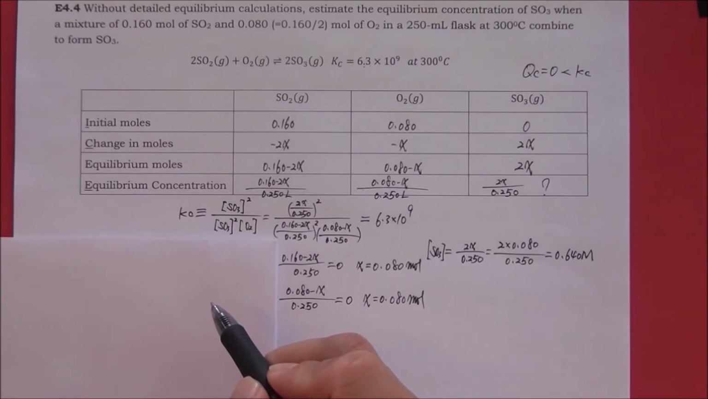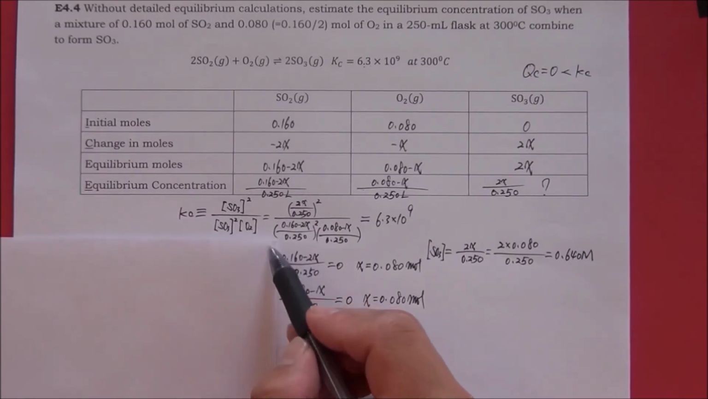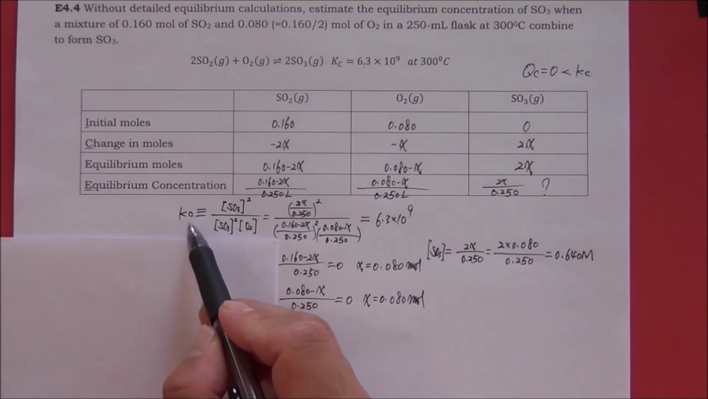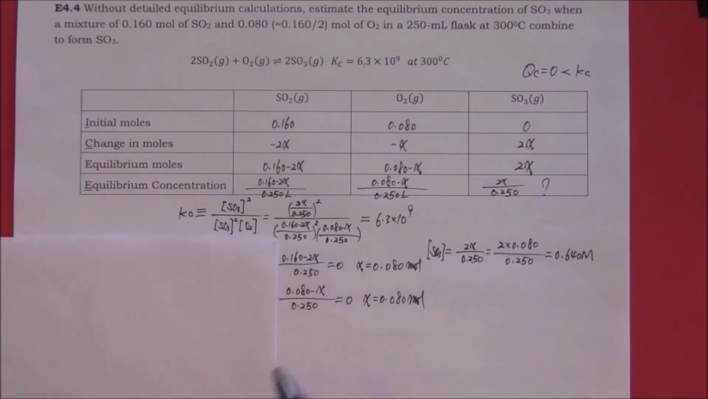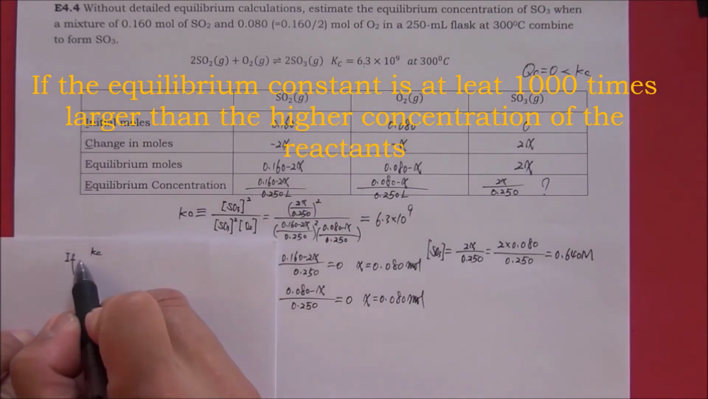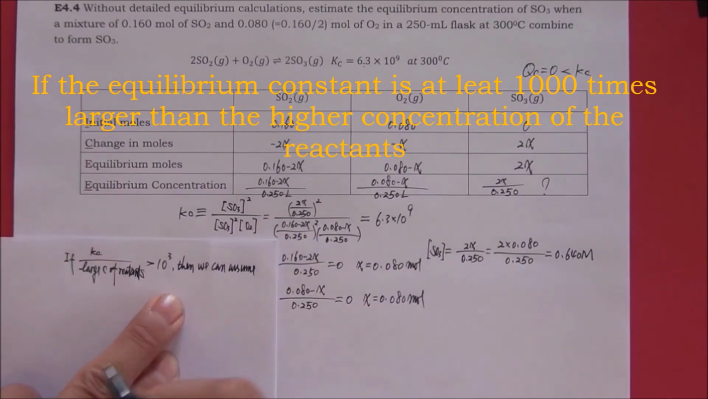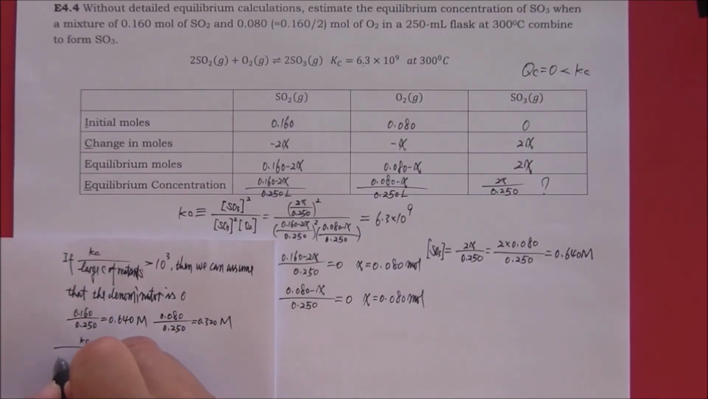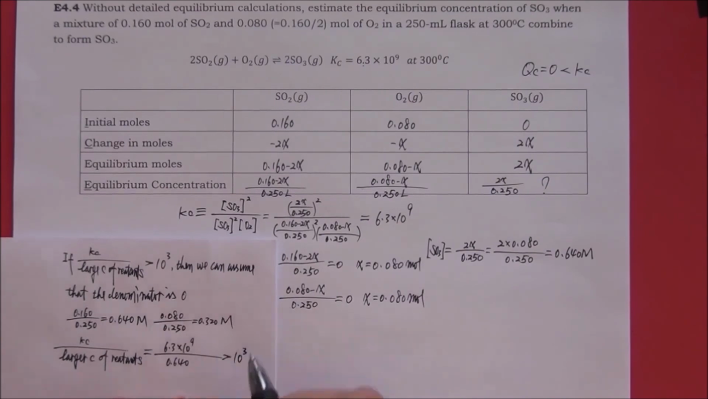At this point, you may wonder, Dr. H, when can we use the assumption that the denominator is close to 0? The criteria is the ratio between the equilibrium constant and the larger concentration of the reactants. If the ratio is larger than 10 to the third, we can use this assumption. Let's see if we meet the requirement. We can see that the ratio between Kc and the larger concentration of the reactants is indeed larger than 10 to the third. So our assumption for this problem is valid.